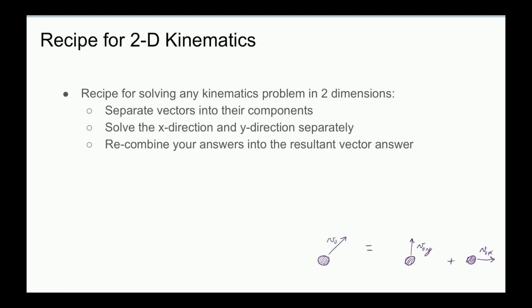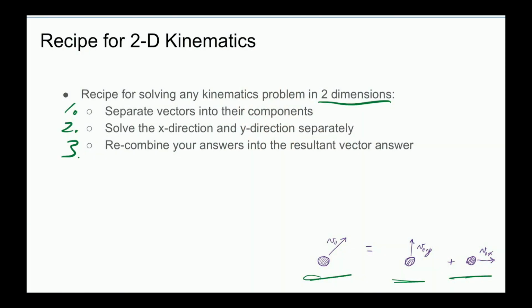Now, what do you do with all that knowledge? You can solve any problem in two dimensions by doing the following. First, this is the big recipe, and it's not hard to remember. First, you separate the vectors into their components. I showed you an example down below. Then, you solve the x direction and the y direction separately. This is amazing that this is possible to do, right? You can solve the y direction like the problems you already know how to do with g as the acceleration. And the x direction is even easier, right? Because there's no acceleration in the x direction.